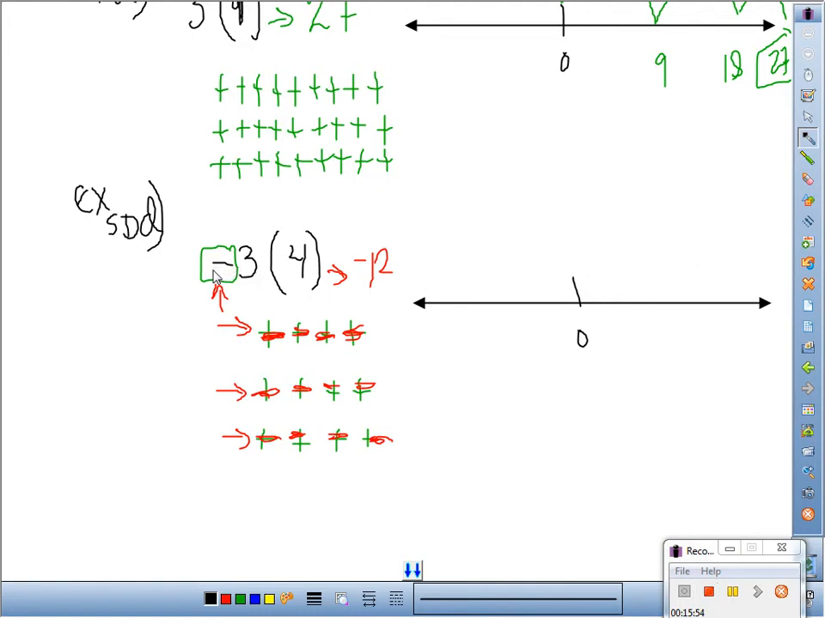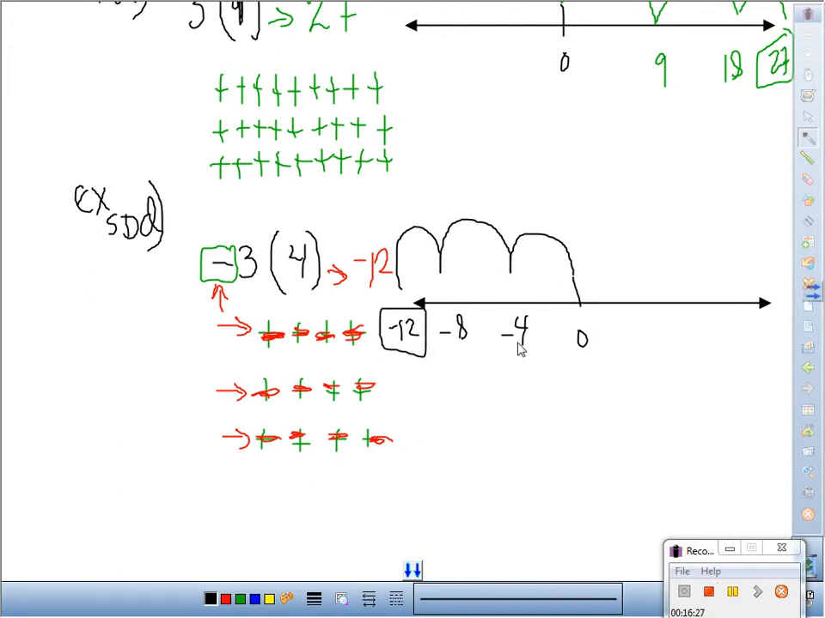But whenever it has a negative, instead of going to the right, I'm going to go to the left. So I'm going to take 3 jumps of 4 to the left. 1, 2, 3. So I'm at, the first jump is negative 4, the second jump is negative 8, and the third jump is negative 12. Copy that, please. Are we there so far?